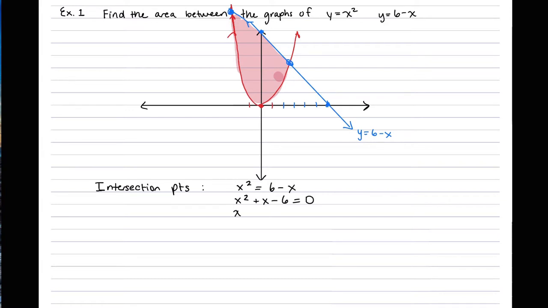Factoring, quadratic formula, honestly either would work great. x plus 3 and x minus 2 will do this. So my intersections are -3 and 2, and confirming that, yes, that does actually end up working out. So that means this happens at -3, and this happens at 2, which I pretty much had to scale on my rough sketch.